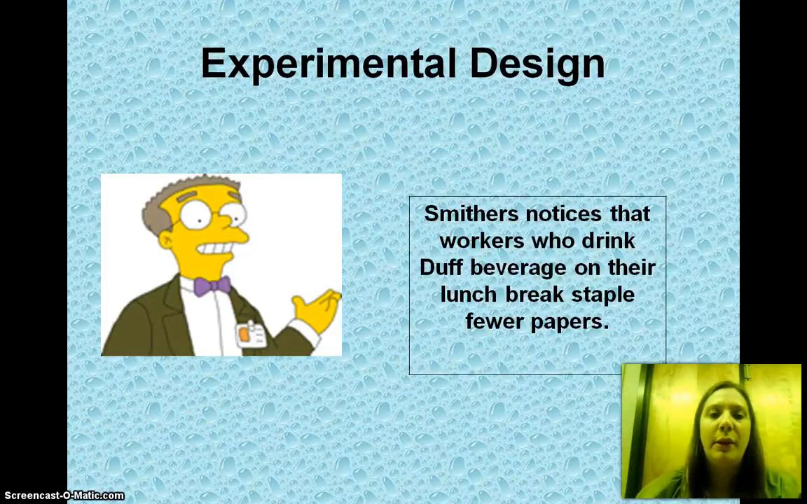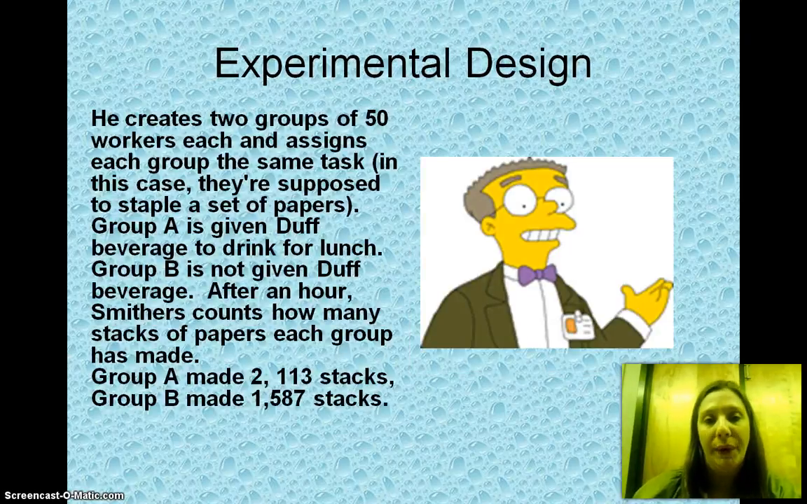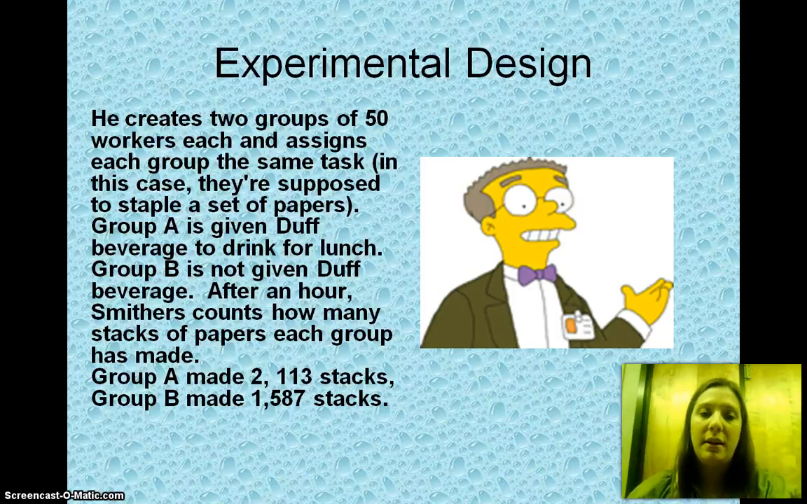So let's just kind of discuss a little bit about experimental design, and we're going to use an example involving The Simpsons. So let's say Smithers noticed that workers who drink Duff beverage on their lunch break staple fewer papers. So in order to design an experiment in order to link Duff beverage to the stapling of fewer papers, he's going to separate workers, two groups of workers, 50 workers each, into Group A and Group B. Group A will receive the Duff beverage and Group B will not. And then he will give them a task, all the same task of stapling papers, and at the end he counts up the number of papers that are stapled.